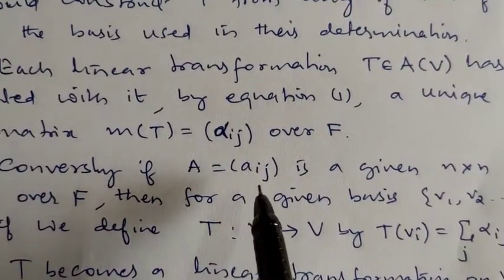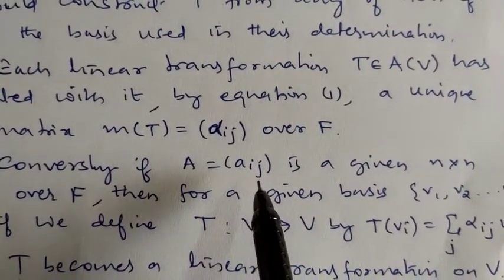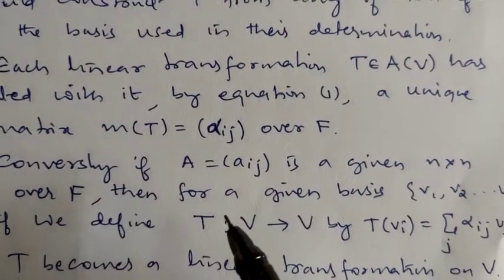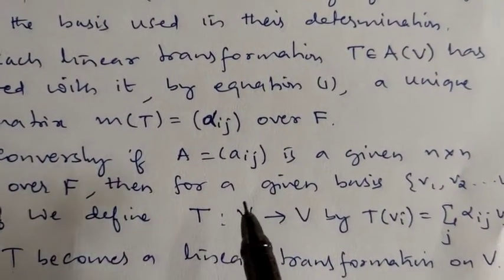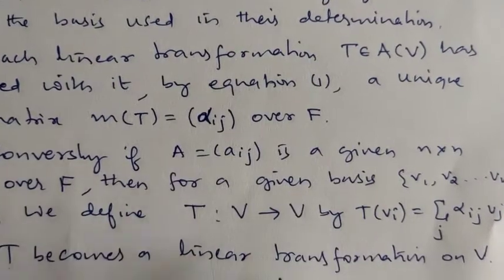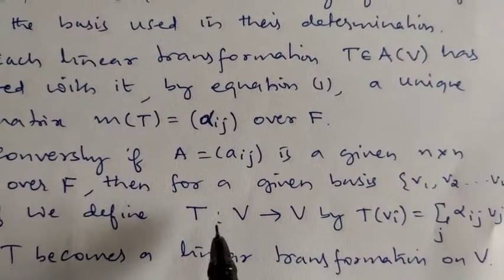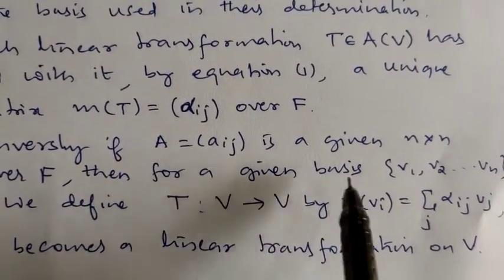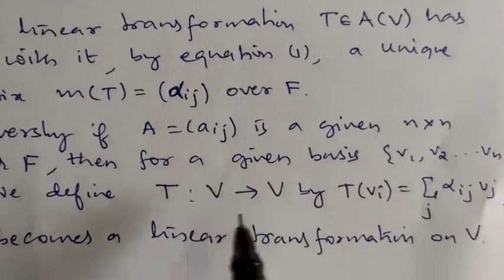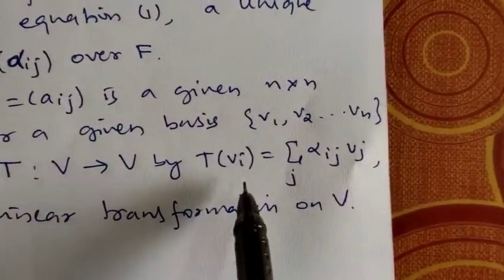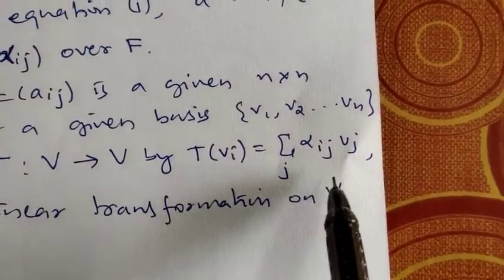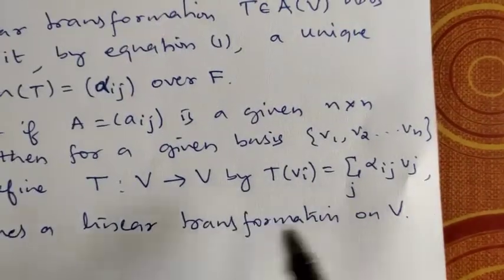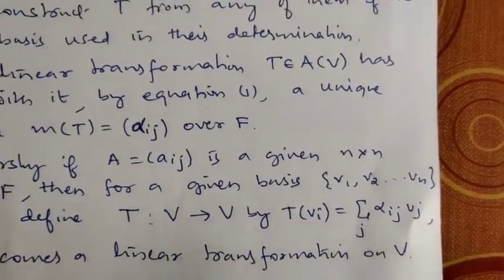Suppose we were given an n cross n matrix, then how to know which transformation this matrix represents? The transformation can be found out if you know the basis. So T from V to V by T of Vi is equal to summation over j of alpha ij into Vj. Then T becomes a linear transformation.